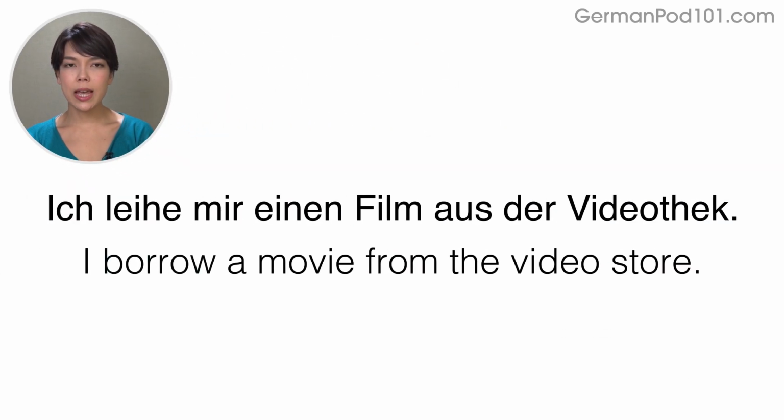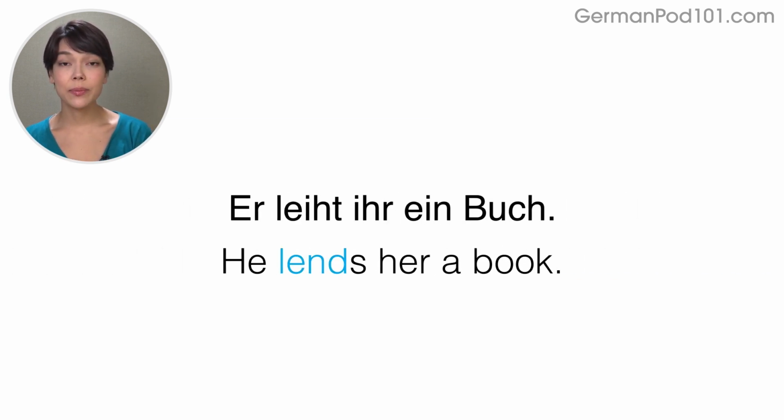Let's first do an example with borrow. Ich leihe mir einen Film aus der Videothek. This means I borrow a movie from the video store. Here, the corresponding pronouns are ich and mir, and both refer to I. Therefore, we know this sentence is using borrow.